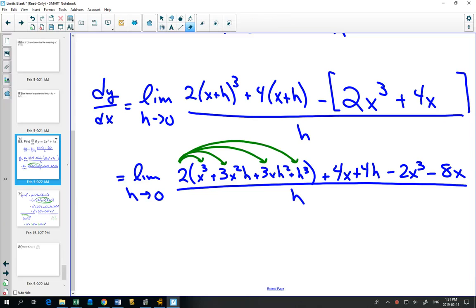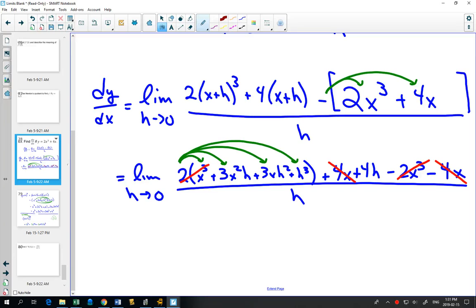Oops, I had a little typo here, sorry. That should have stayed a 4. That looks better, right? This negative sign, when I distribute it, that 4 should have stayed a 4. First of all, can you see that the 2x cubed here is going to subtract with that 2x cubed and go away? That this 4x here is going to subtract with that 4x and go away.